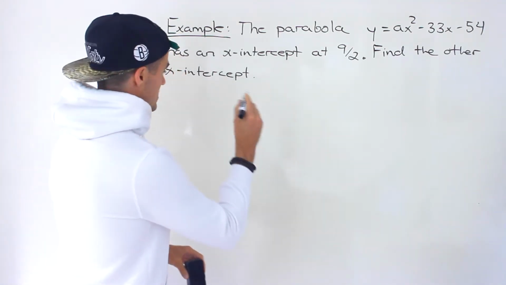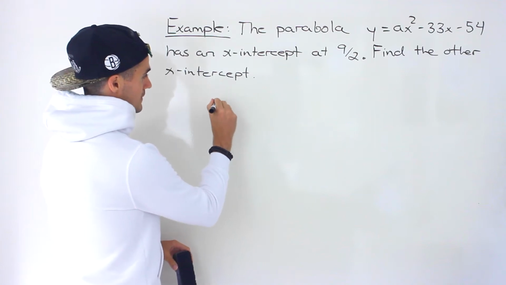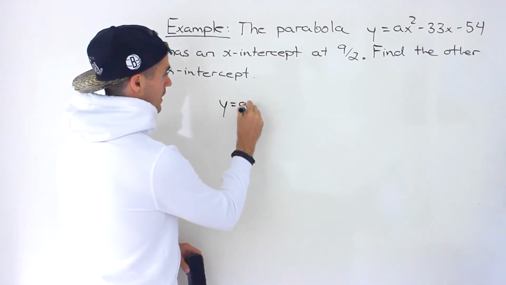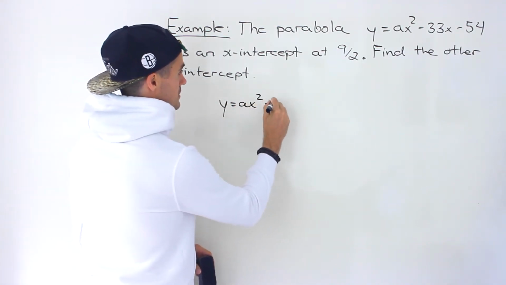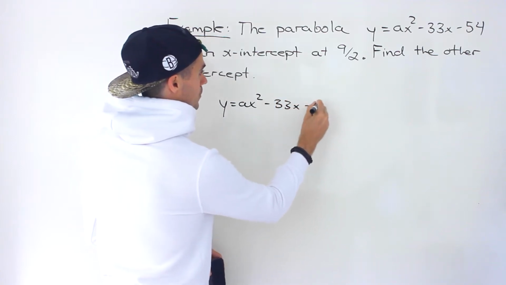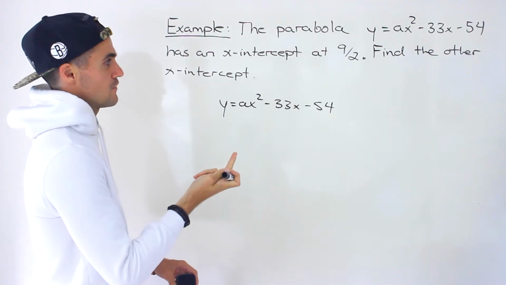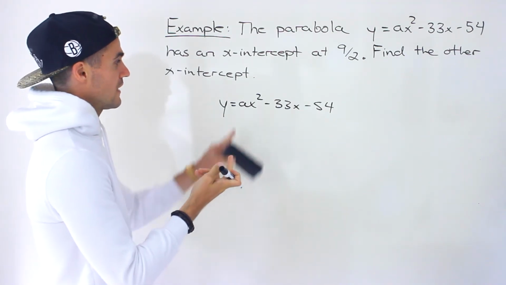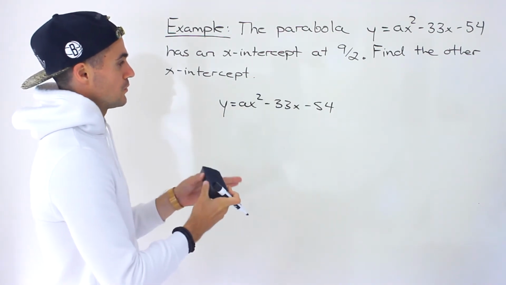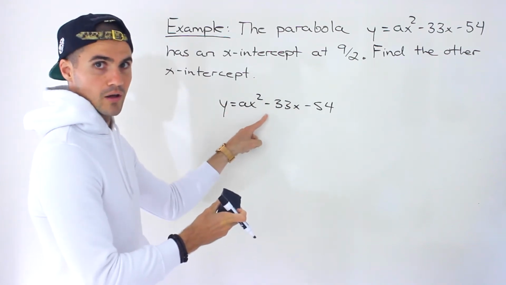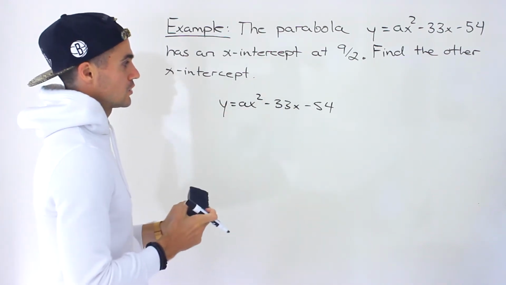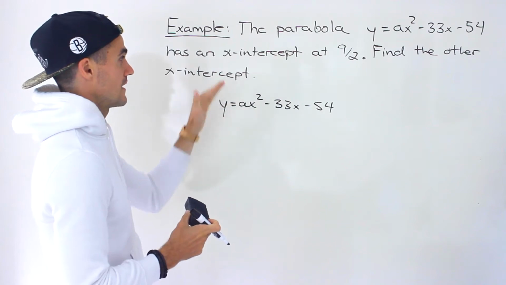So notice how in the parabola we're given, there is a constant that we don't know, or a coefficient that we don't know. There's an unknown here, this a value. And if we can find that a value, we can have the full parabola, and then we can try to factor it to find that other x-intercept.